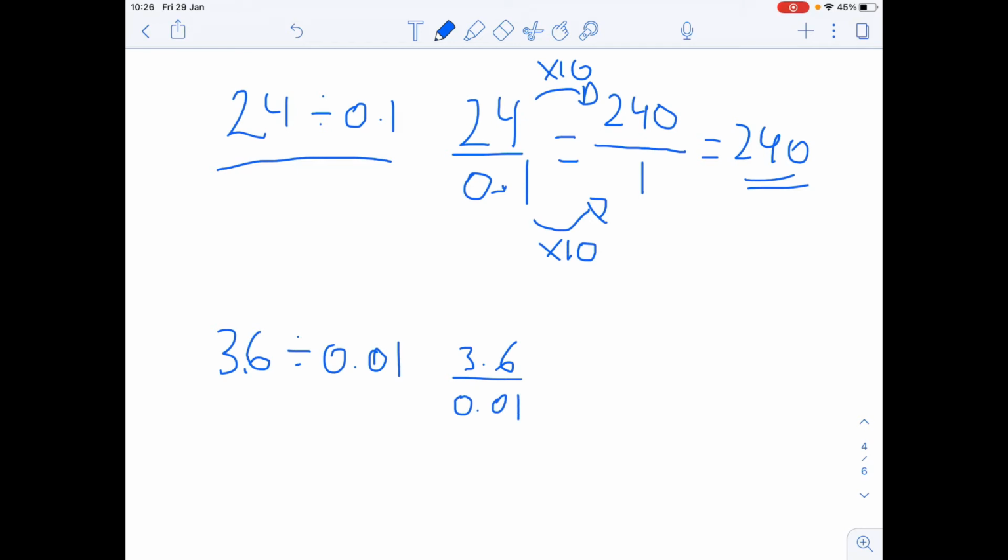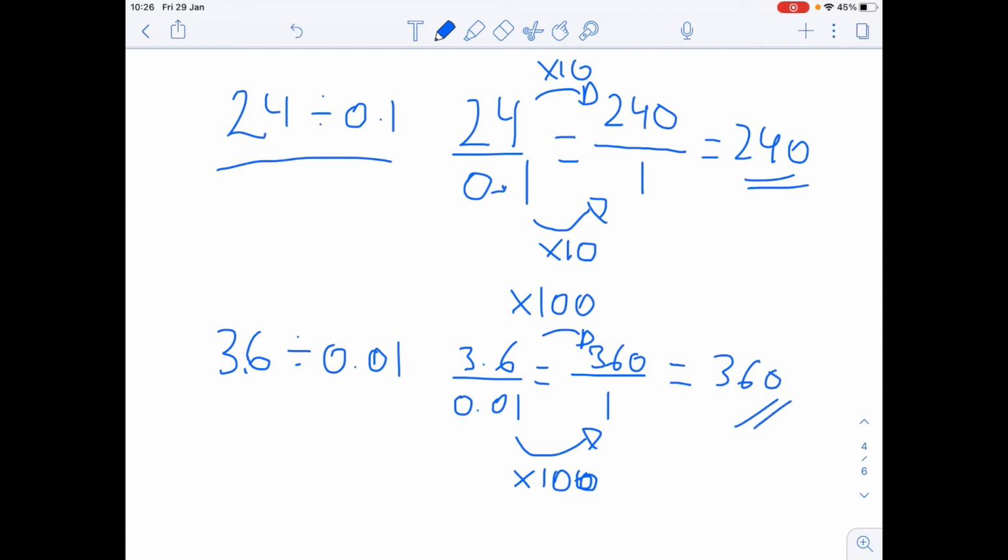0.01. Now here, I've got decimals both in the numerator and the denominator. You don't have to worry about the numerator. The aim of the game here is to get rid of the decimals in the denominator. I want to end up with a 1 there. So how do I go from 0.01 to 1? Well, some of you may have figured out that all I have to do is multiply by 100. For the numerator, I'm going to do the same thing, multiply by 100, which gives me 360. And 360 over 1 is 360, which is the same answer we had before.